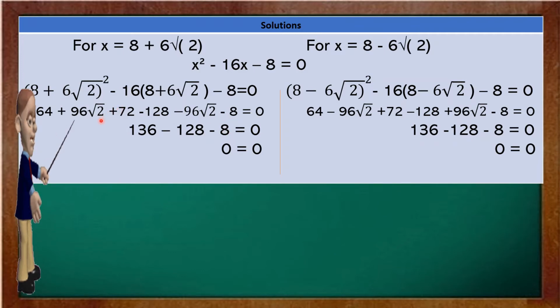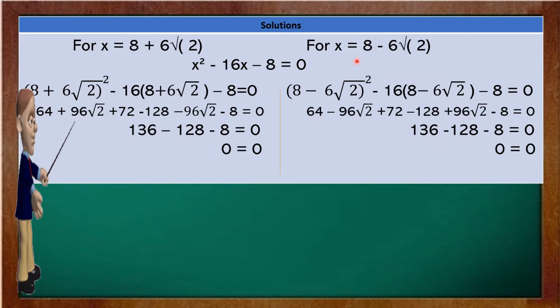So where is 96 square root of 2 and negative 96 square root of 2? So this will become 0 because this is positive and the other one is negative. Then let us simplify this. 136 minus 128 minus 8 is equal to 0. So it becomes 0 is equal to 0. So check. This solution satisfies our original equation.